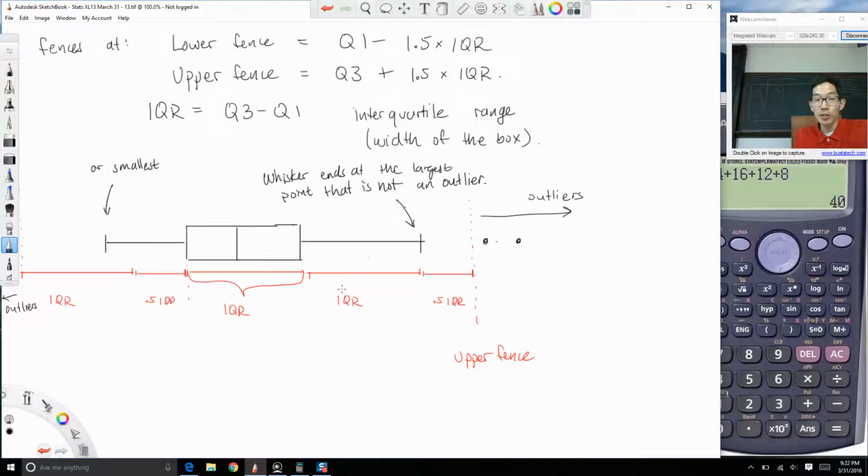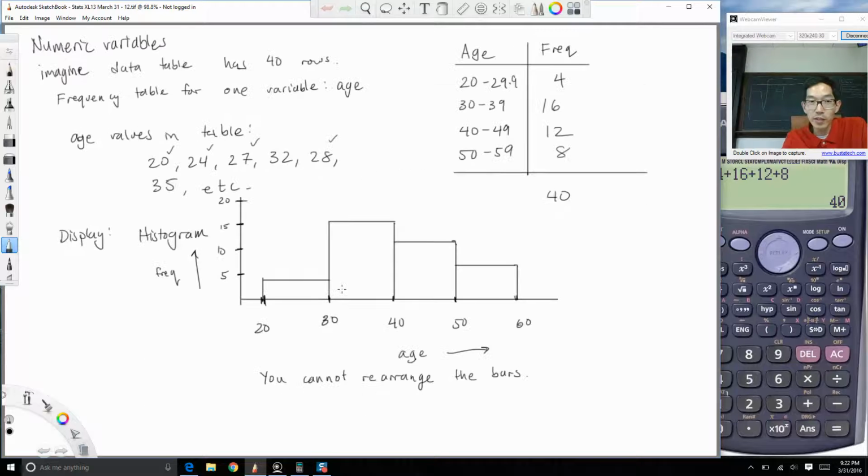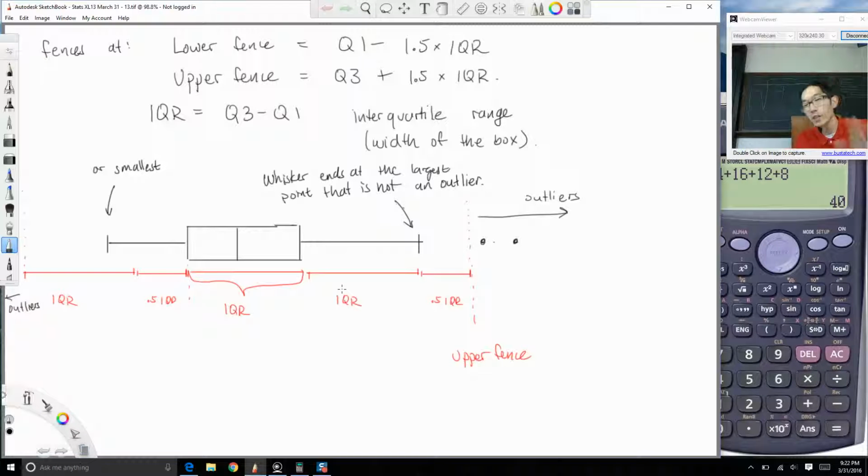And then, when we look at these different things, we've got the box and whisker, we have the dot plot, and we have the histogram, and they all have their own strengths and weaknesses.